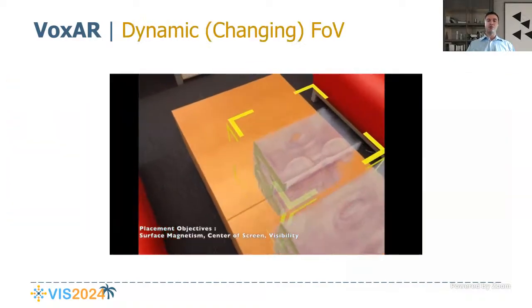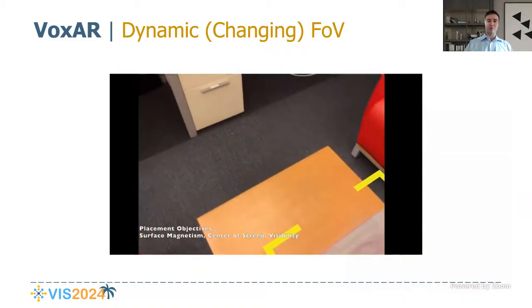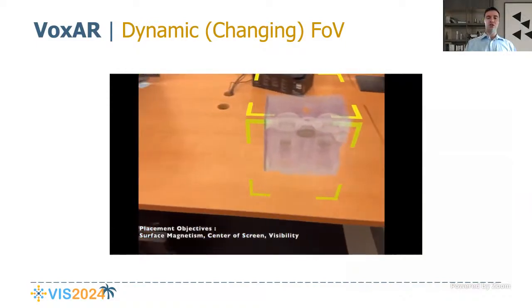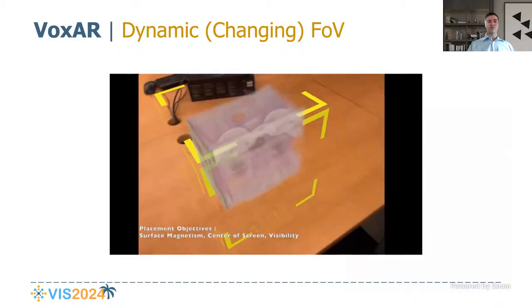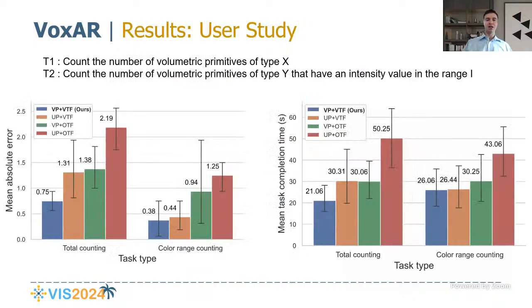Here we have an example of the placement component continuously finding new locations when the current location scores below a threshold. Now, to evaluate our system, we conducted a user study in which users had to count primitives hidden inside a volume, as well as primitives of a specific intensity level. We compared the effects of manual user placement versus automated VoxAR placement.